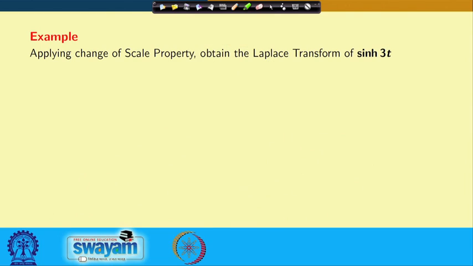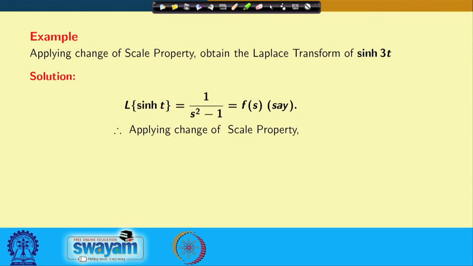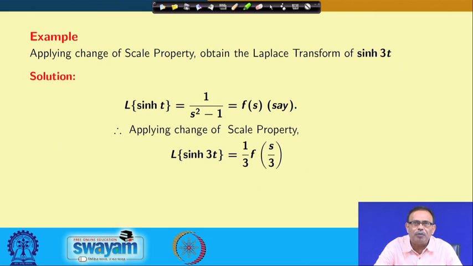The first one is applying the change of scale property, find the Laplace transform of sinh 3t. As you know, the Laplace transform of sinh t is 1 by s square minus 1, so that is F of s. Therefore, applying the change of scale property, I can write down the Laplace transform of sinh 3t is 1 by 3 into F of s by 3.